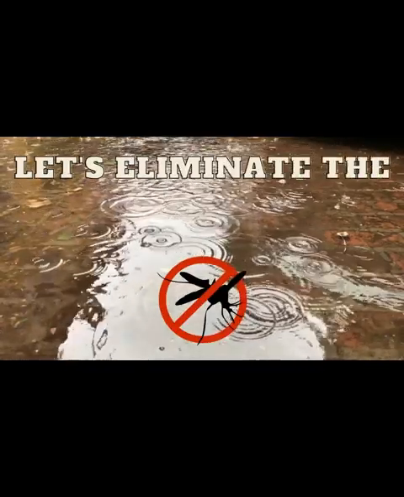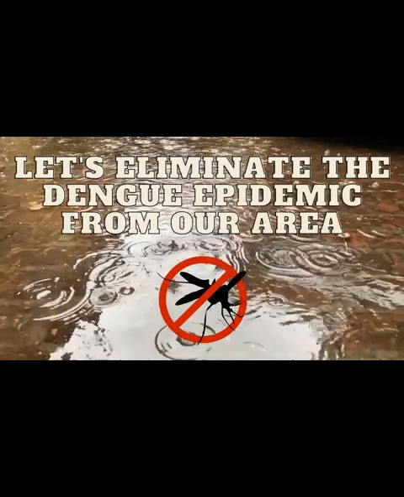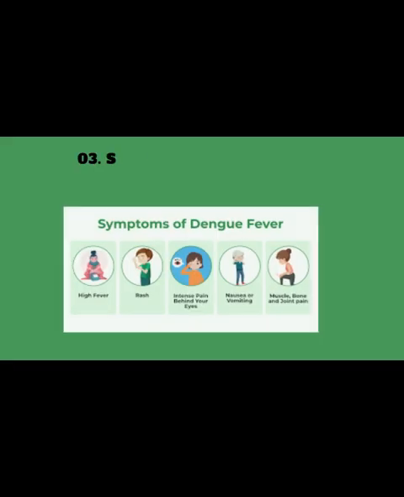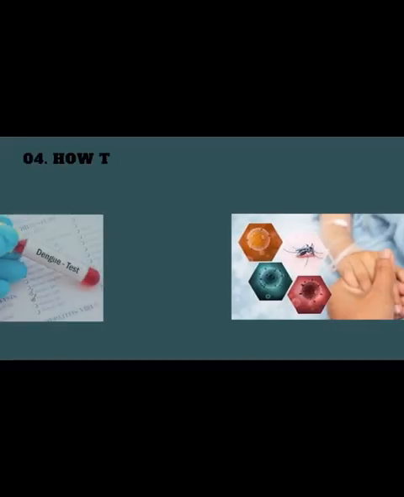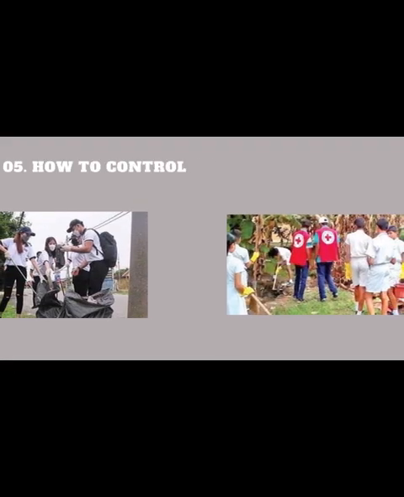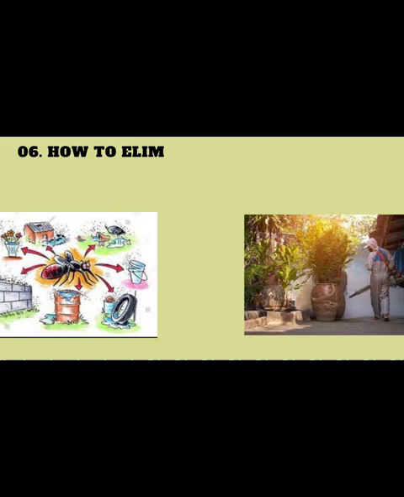Let's eliminate the dengue epidemic from our area. First, introduction to dengue. Second, how did dengue come to our village? Third, symptoms of dengue. Fourth, how to identify a dengue patient. Fifth, how to control the spread of dengue in our village. Sixth, how to eliminate dengue from our village.